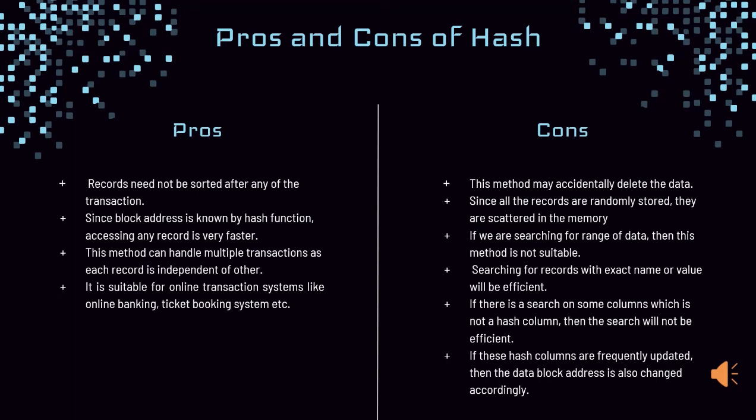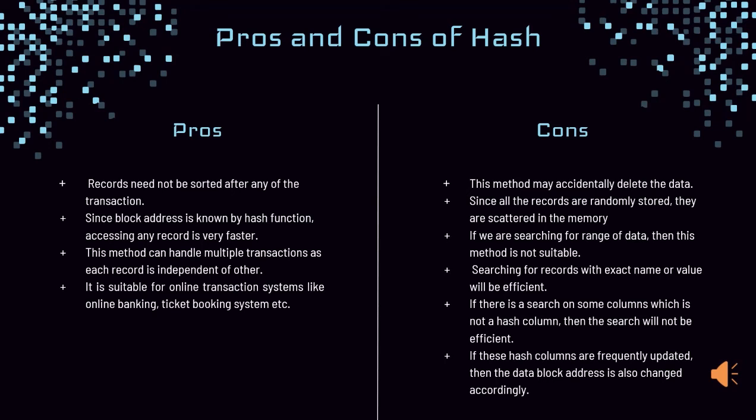Next is searching for a record with a partial name or value will not be efficient. For example, searching student names starting with B will not be efficient, since only an exact name works. Next is if there is a search on some column which is not the hash column, then the search will not be efficient. This method is efficient only when the search is done on the hash column. Otherwise, it will not be able to find the correct address of the data.